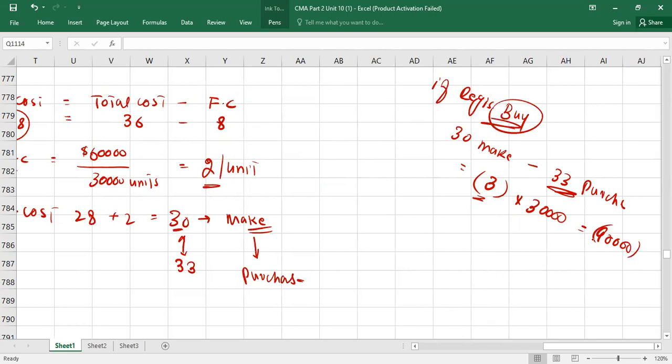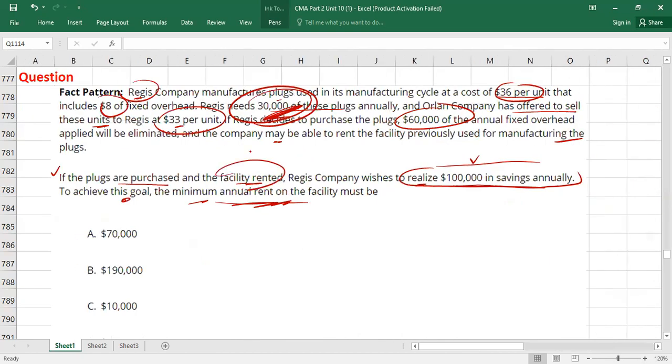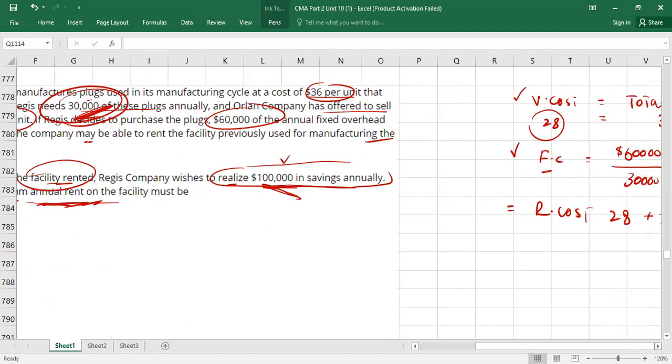This is the loss. This is going to be lost if you buy the product. Now I'm coming back to the question. The question was: if you buy the product and the facility is rented, the company wishes to realize 100,000 saving annually. To achieve this saving, what must the minimum annual rent of the facility be?